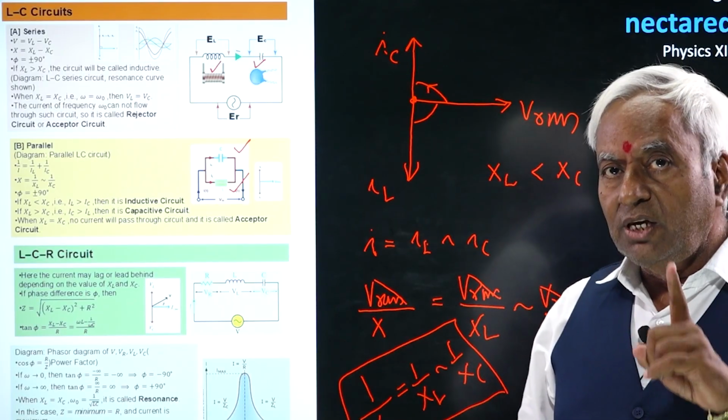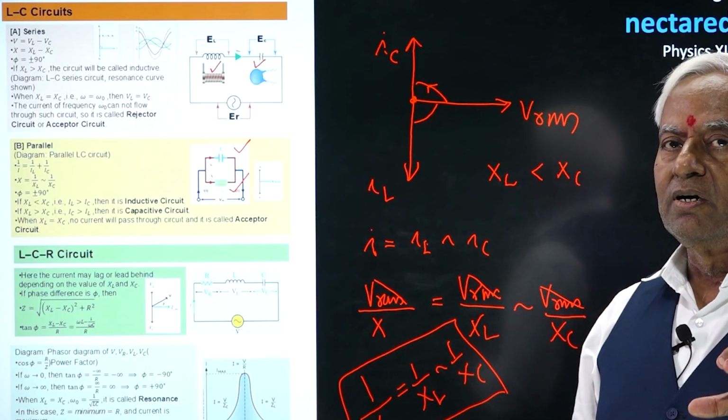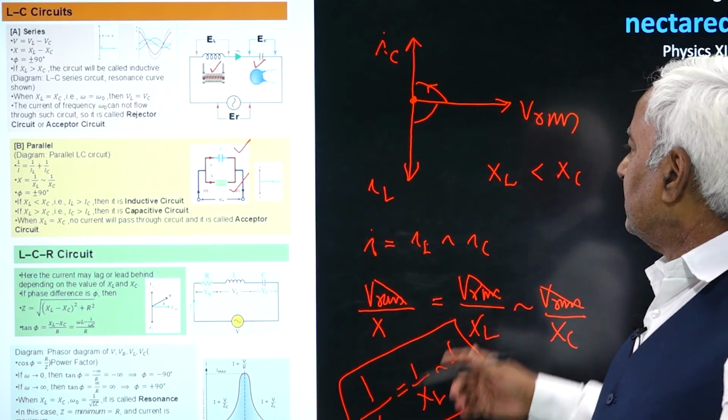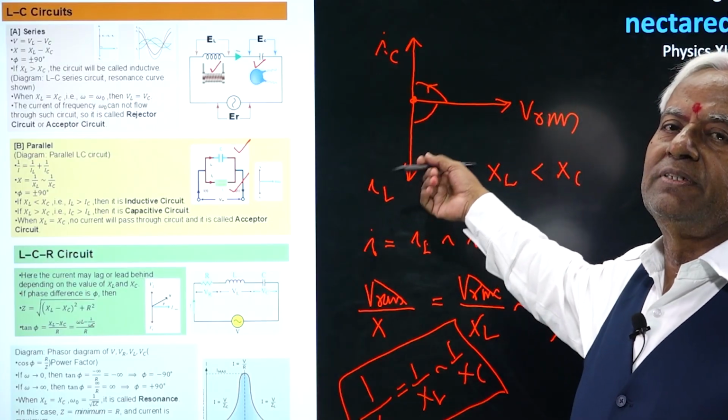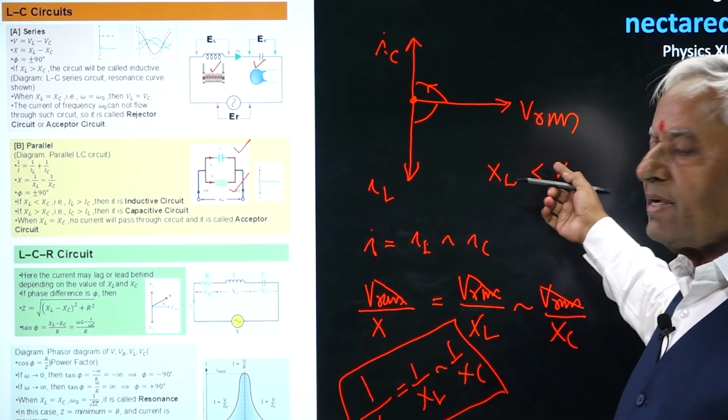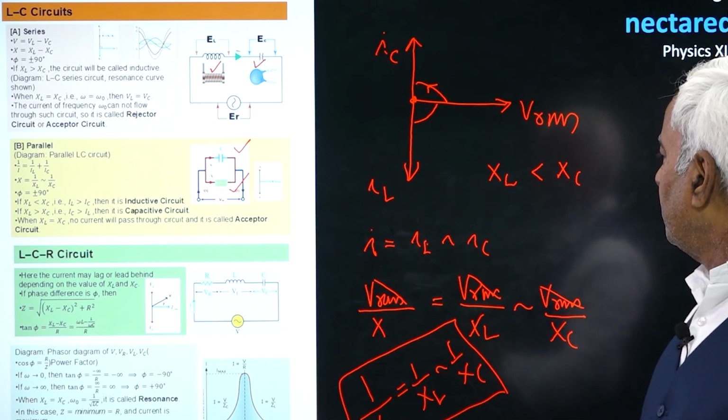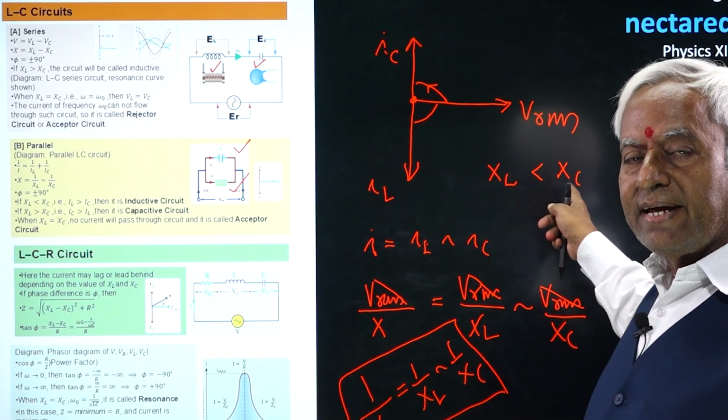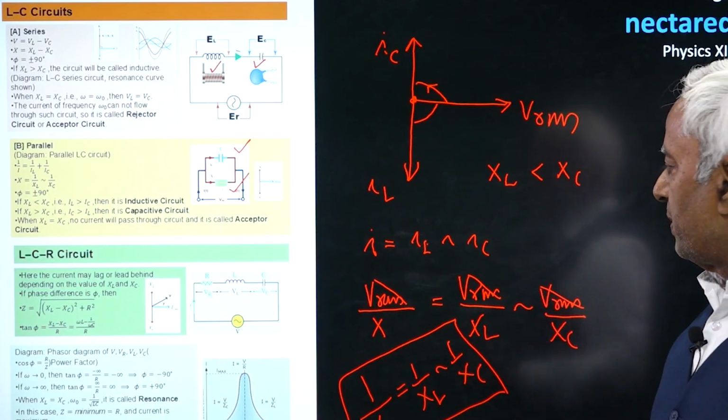If XC, the capacitive reactance, is smaller, then in that case you would say that the whole LC circuit, which is in parallel combination, becomes capacitive in nature. For capacitive nature, XC should be smaller, remember.